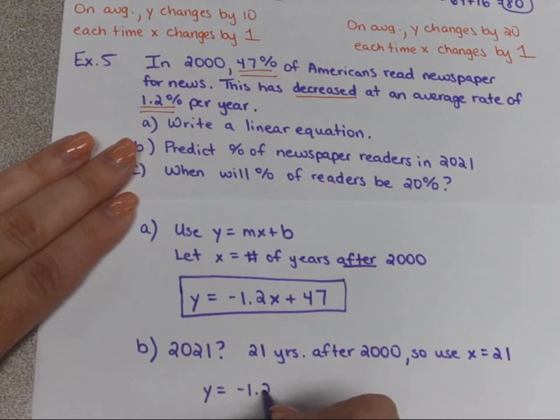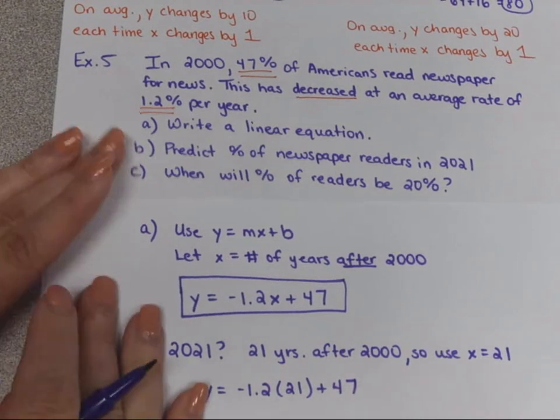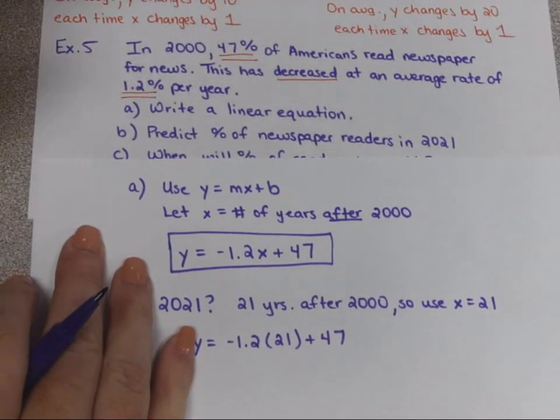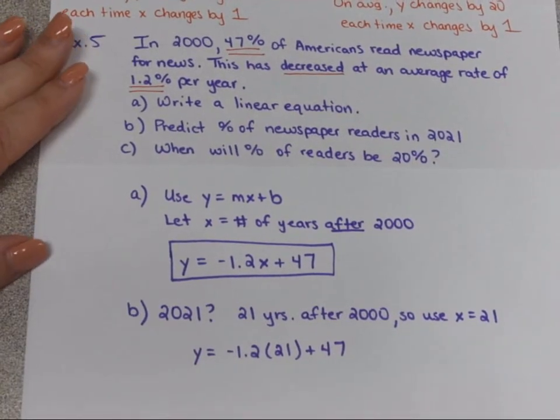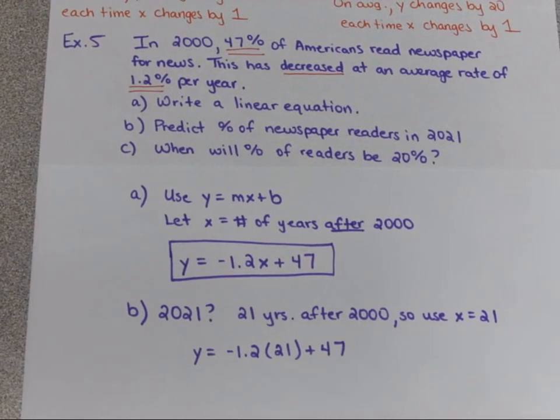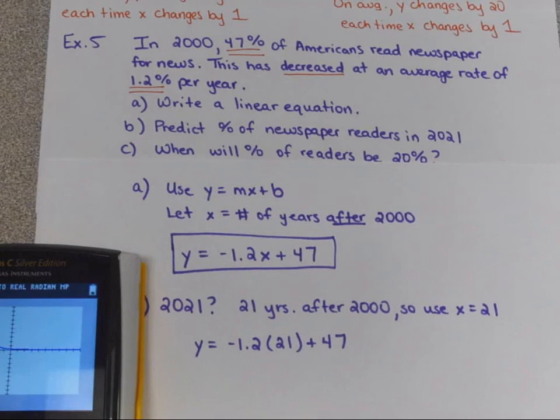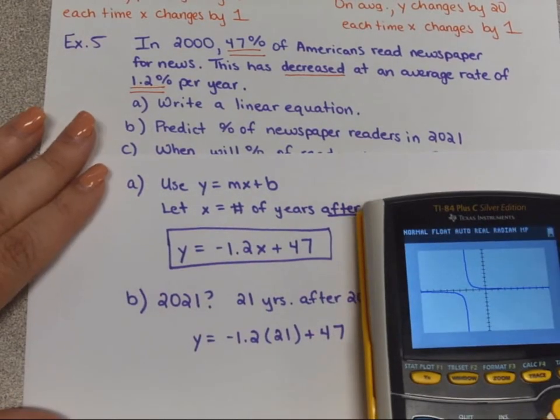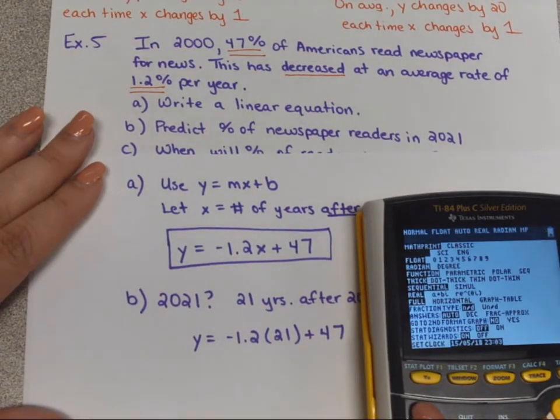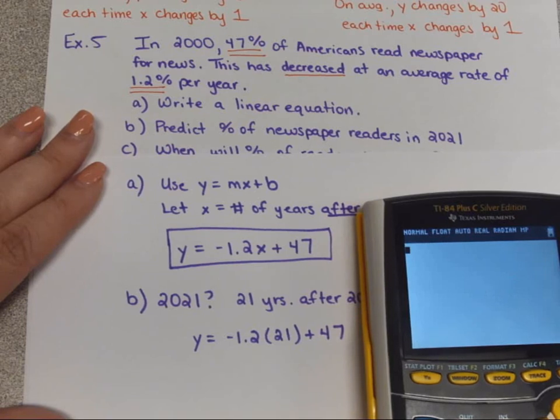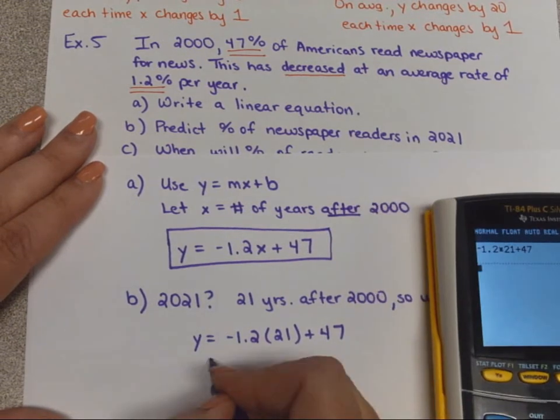That's not so bad, right? We're just going to plug it in and use a calculator to tell us what we get. So we're going to use the equation and plug in our X value of 21. So let's see what we get. Negative 1.2 times 21 plus 47. So we end up getting 21.8.